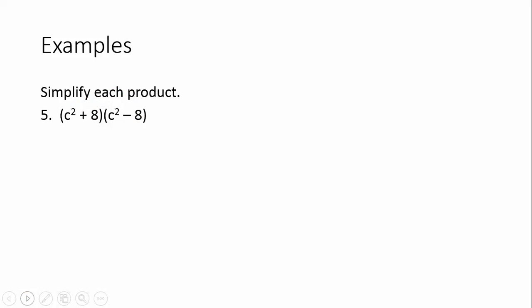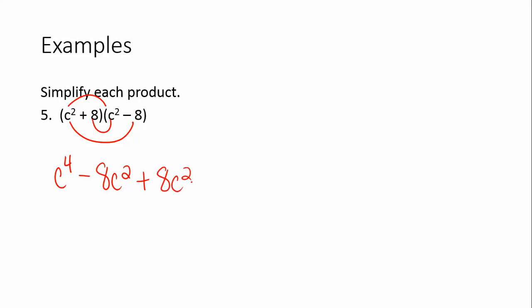So let's look at another example. c squared plus 8 times c squared minus 8. We want to do our FOIL first. c squared times c squared is c to the 4th, adding exponents when we multiply. Our outside term, we get a negative 8c squared, and our inside term gives us a positive 8c squared. Our last term gives us negative 64. So again, combining the like terms, negative 8c squared and positive 8c squared cancel each other out. So we're just left with c to the 4th minus 64.